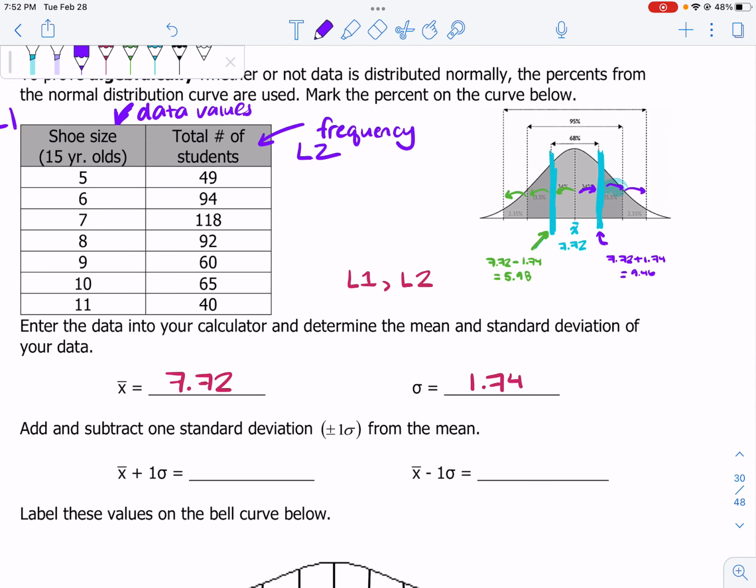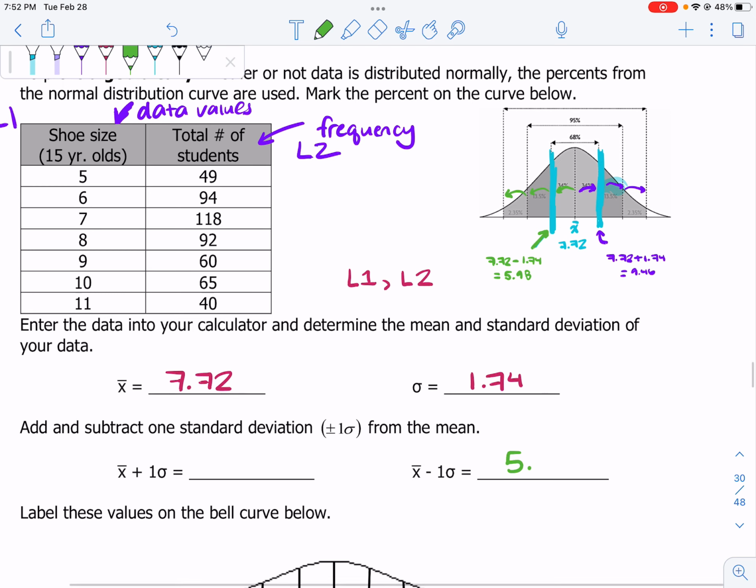Now that's actually our next step. We have to find those endpoint values, and we've already calculated them. I know that the mean minus one standard deviation is 5.98, and the mean plus one standard deviation is 9.46. The reason we're calculating these two values is because we want to see if 68% of the data falls within them. If it does, we can say that it's normally distributed, because that is one of the properties of a normally distributed graph.